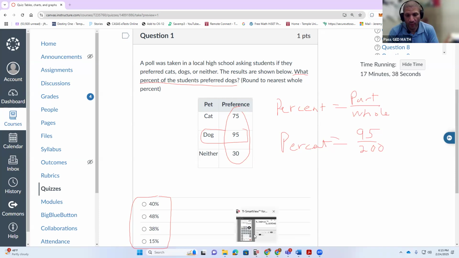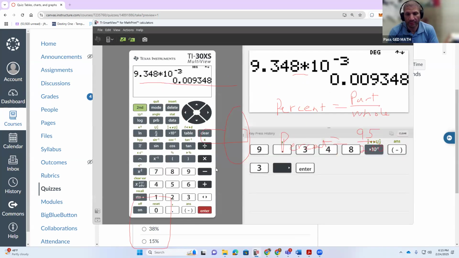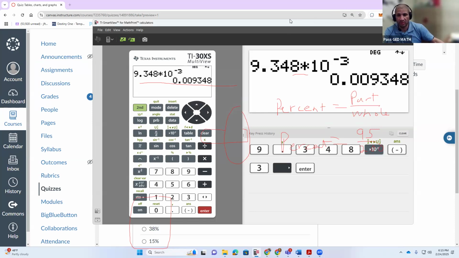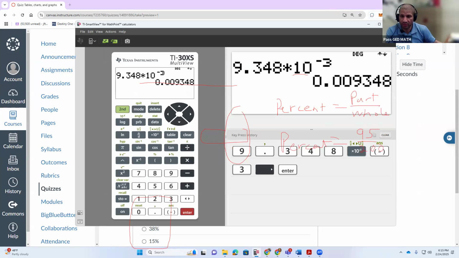I don't know why it's working so slow here. I think my computer just froze here. I don't know what's going on here. Let me try to start this over real quick.